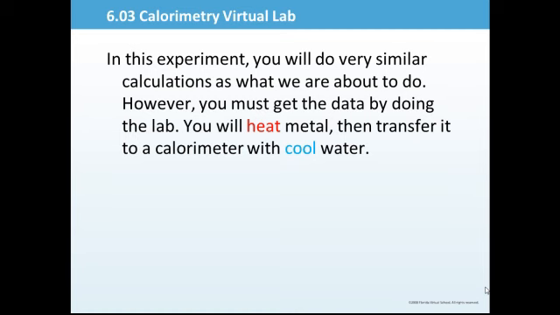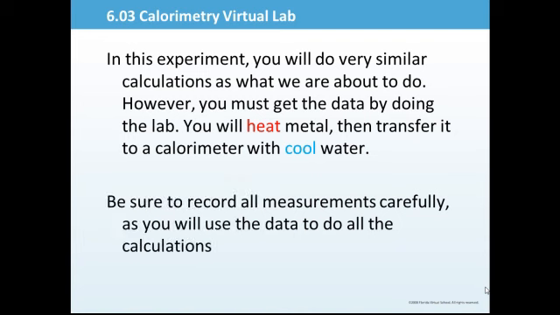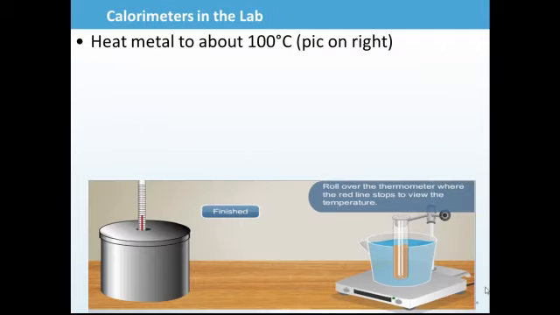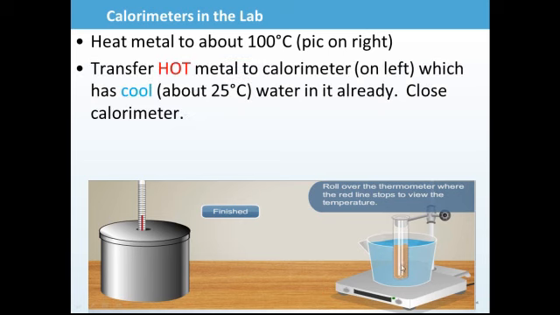You will heat the metal, transfer it to a calorimeter that currently has cool water. Please be sure to record all your measurements carefully, as you will use your data to do the calculations for your lab report. In the beginning, you are going to heat the metal to about 100 degrees Celsius. The metal is over here in this tub on the right hand side. And then you are going to transfer that really super hot metal into this calorimeter, which has cool water in it already.